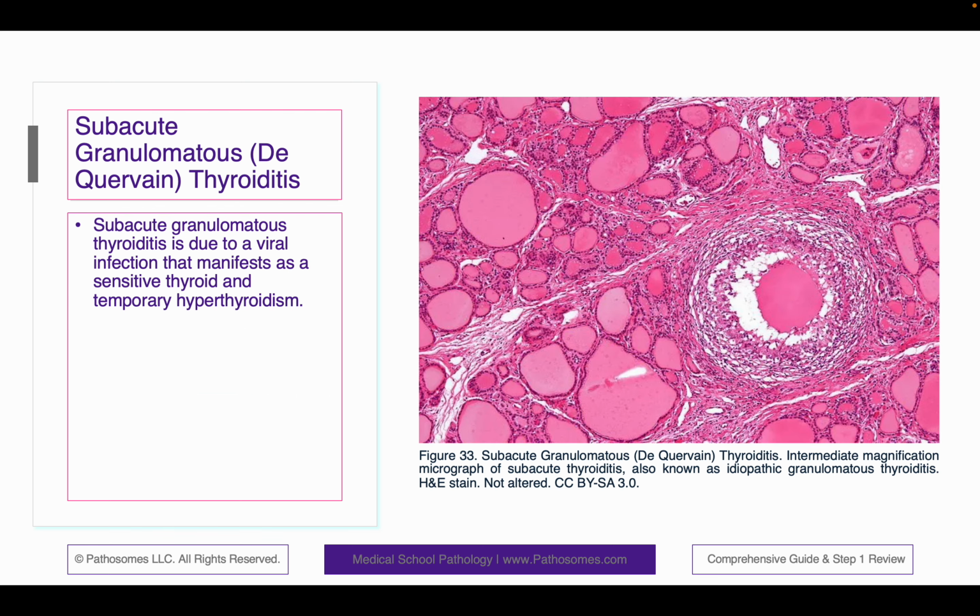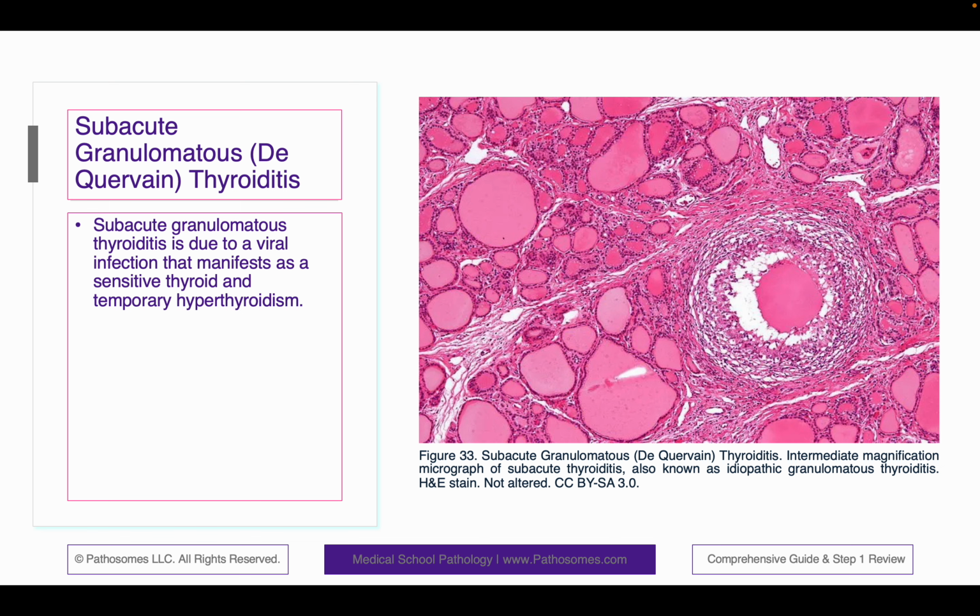Now let's talk about something a bit different, right? Subacute granulomatous thyroiditis, eponymously known as the de Quervain thyroiditis. Subacute granulomatous thyroiditis is due to a viral infection that actually manifests as a tender thyroid and temporary hyperthyroidism.